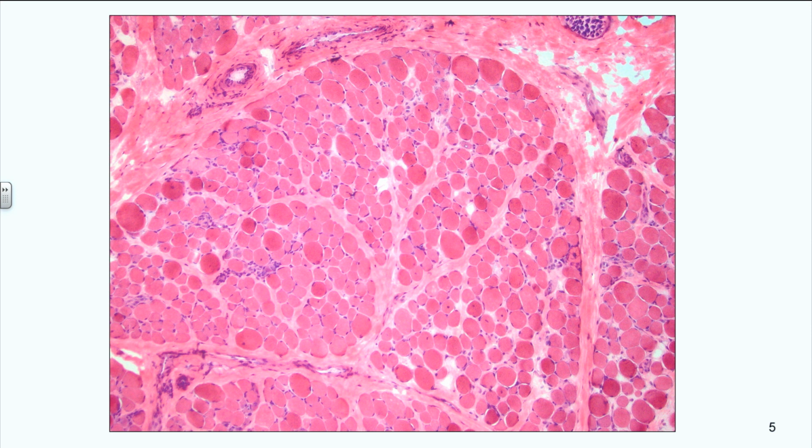Now, compare this muscle biopsy to the one that we just looked at. What we see is basically a muscle that has lost its normal fascicular architecture. Why is that? For a number of reasons. One, because we do not have healthy myofibers with normal size. So there you have loss of volume.